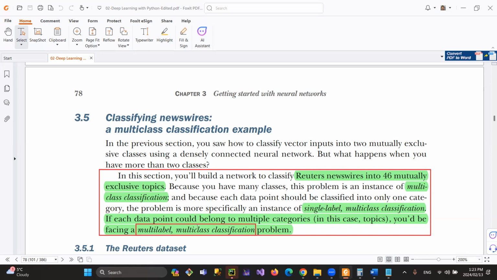If each data point could belong to multiple categories, you would be facing a multi-label, multi-class classification problem. Can anybody give just one example of multi-label, multi-class classification? You have used it, and you use it every day. Sorry? Fashion is still one label at a time. We don't have, for instance, t-shirt and shoes in one picture, right? Example?